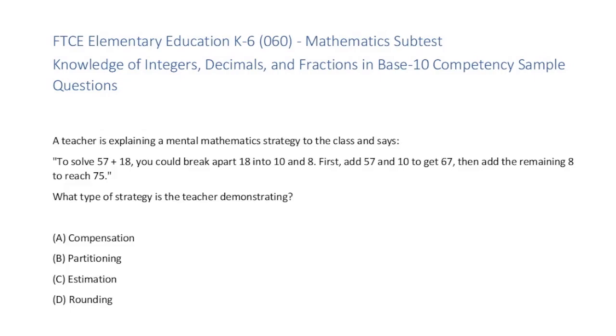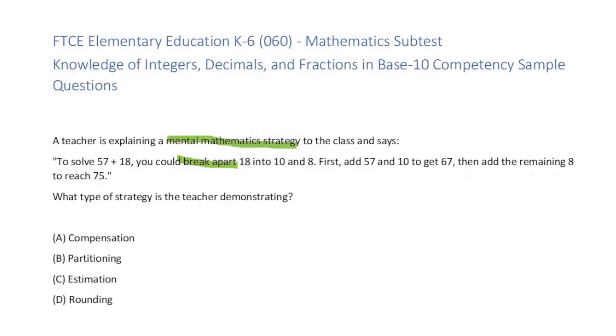So a couple of things we want to notice here. We notice that they are discussing a mental mathematics strategy. So mental being that it's done in the head and you're thinking through the process rather than writing it down. If you are taking 57 and 18 and you're breaking them apart, breaking apart is definitely a key element of what we're looking for because that gives us some insight into which answer choice to choose. Now let's talk about the definition of A through D to find the best answer choice. Well, A, compensation. In mathematics, compensation refers to a mental math strategy that involves adjusting numbers to make calculations easier, often by rounding to friendly numbers like multiples of 10.